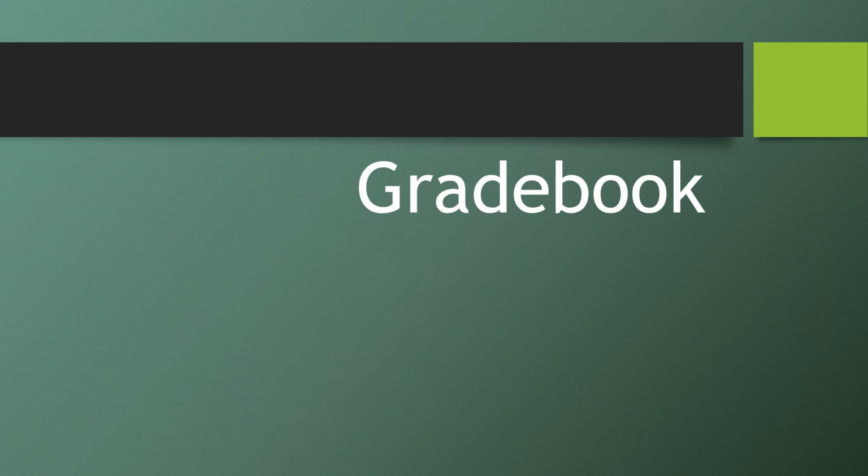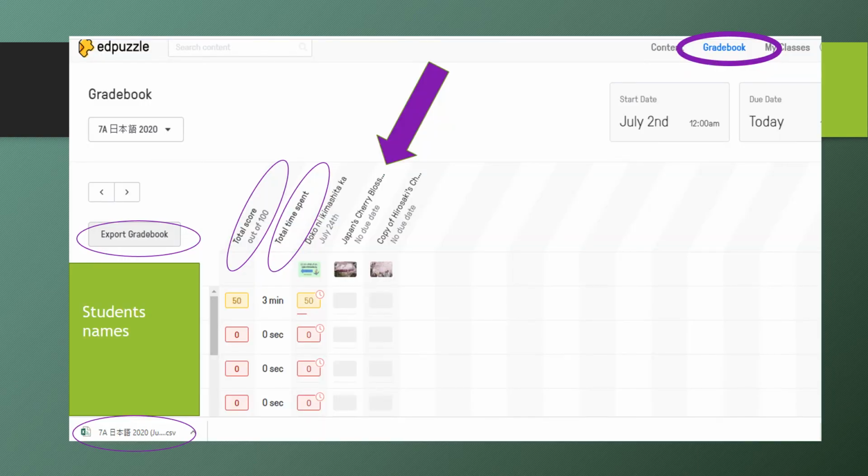Using Gradebook on Edpuzzle. In the Gradebook section of Edpuzzle that you can create for each class, you can see the total score students achieved for the questions you inserted in the video, the time they spent watching and working on those questions, and you can also download the grades or export them directly to Google Classroom.